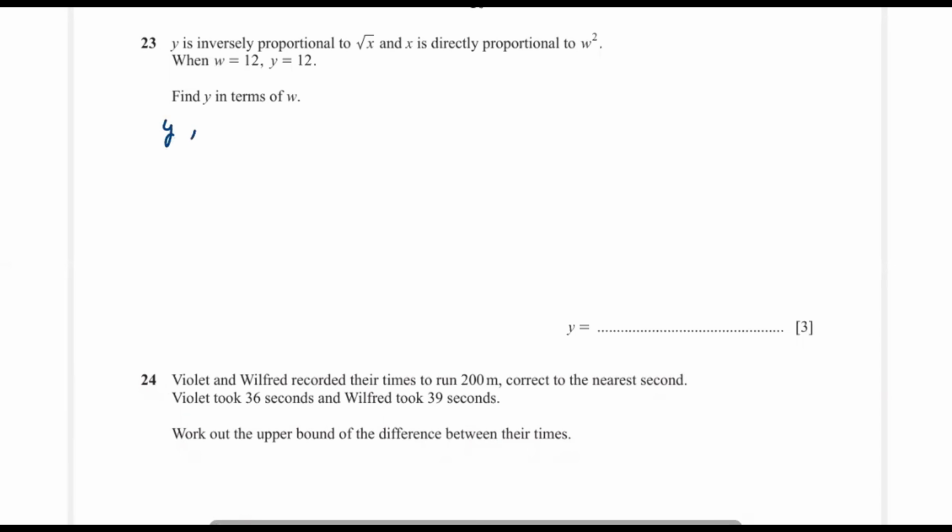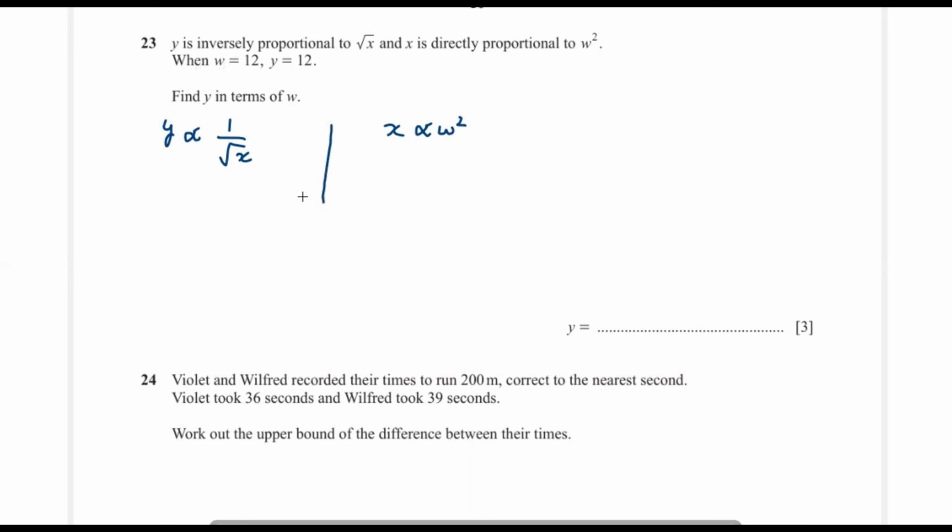Question 23. y is inversely proportional to the square root of x. Now we write y is inversely proportional to the square root of x, and next, x is directly proportional to w squared. We write it as directly proportional to w squared. Now we have to find, when w equals 12 and y equals 12, y in terms of w.